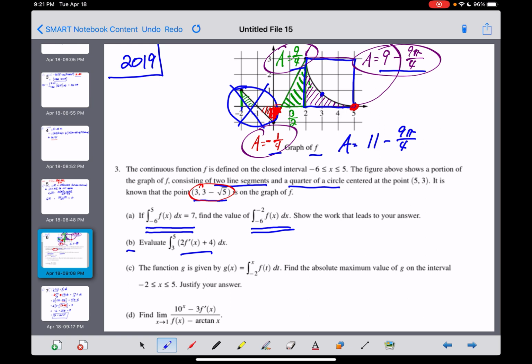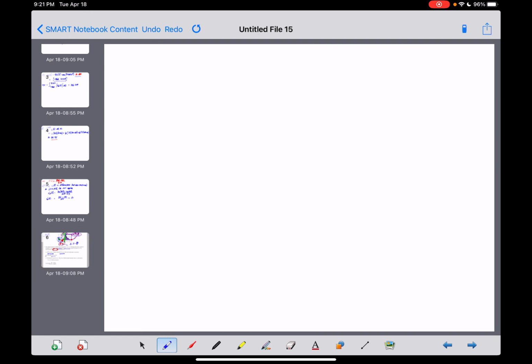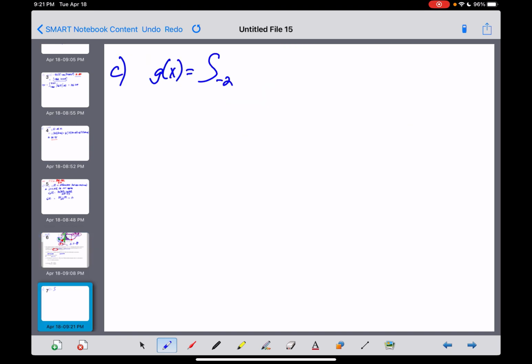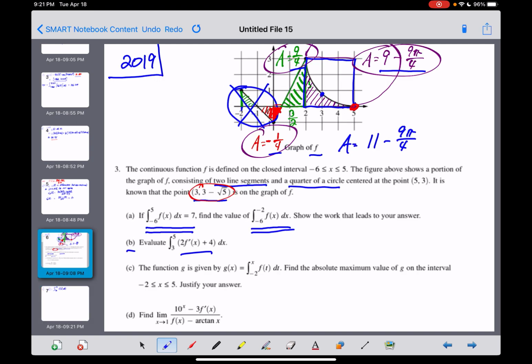Okay, gotcha. What's going on in part C? G now is given by, and they've given you a function here, G is defined in terms of a definite integral of f of t. So let me write that down. G of x is equal to a definite integral from negative 2 to x of f of t dt. Got it? And what's going on next?